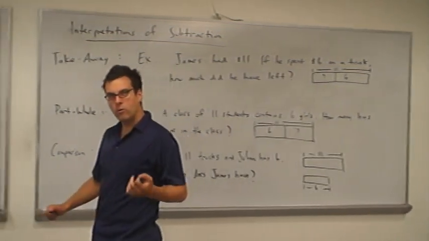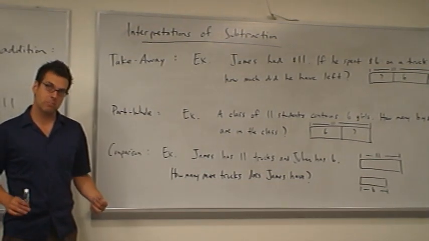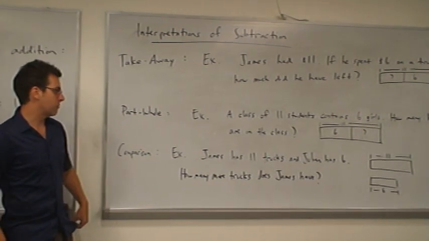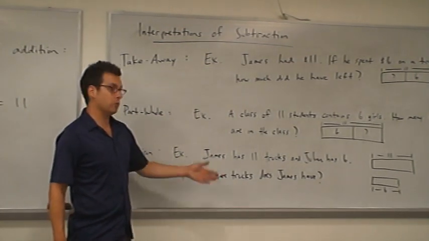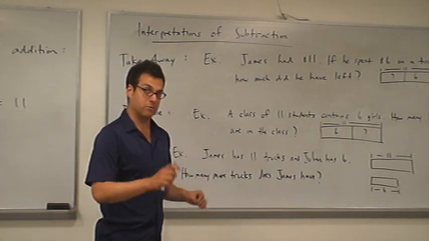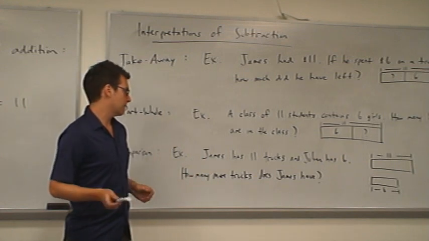There's even a third way, different than takeaway and part-whole, in which subtraction comes up in the real world. This is what we would call a comparison interpretation. So for example, if James has 11 trucks and Julian has 6, how many more trucks does James have than Julian? And I apologize for the lack of imagination in my word problems.